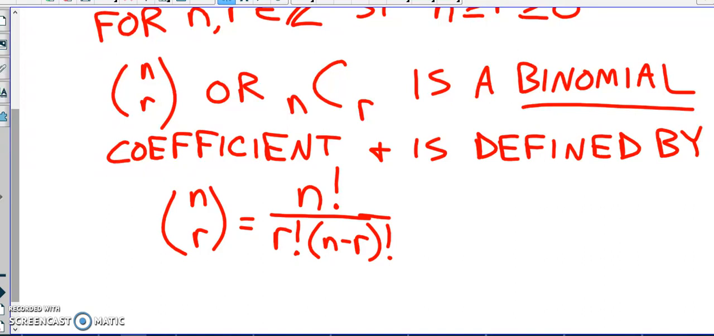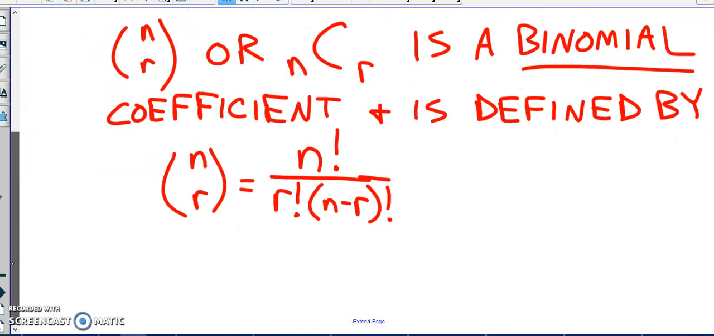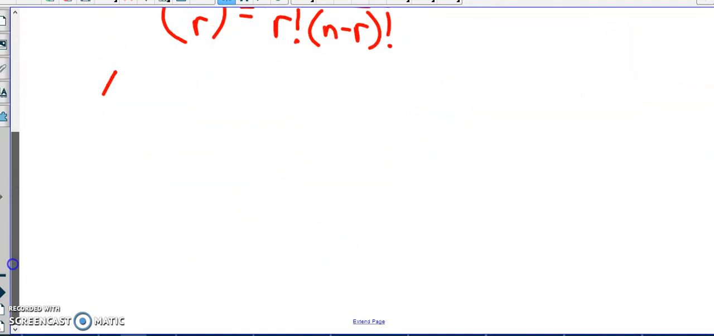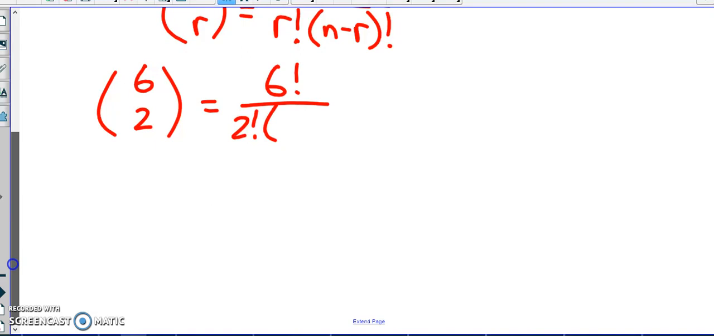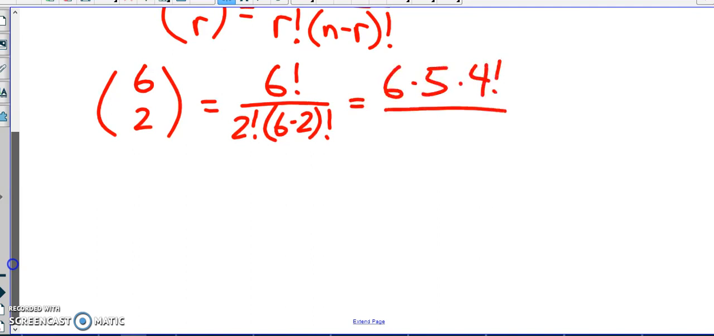So, for example, if we look at these, I'd have maybe 6 choose 2. That would be 6 factorial over 2 factorial times 6 minus 2 factorial. So this would be 6 times 5 times 4 factorial over 2 times 2 times 1 times 4 factorial. The 4 factorials drop and you get 15.